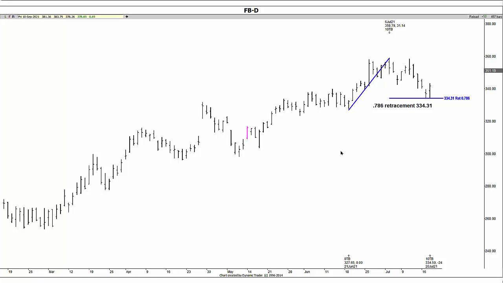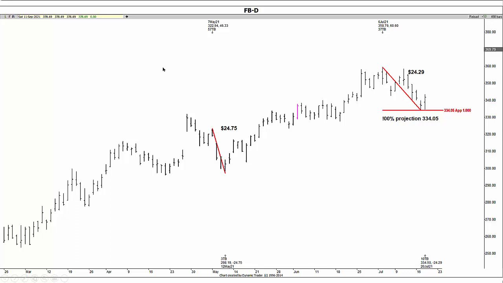Okay, but I like it better when we have a confluence. So we also ended up seeing a projection on the same chart of a prior swing that was similar to this decline that we were seeing. That was 24.29. This was 24.75. Projected from this high, gave us 334.05. Okay, so we had 100% projection and a 786 retracement so far.